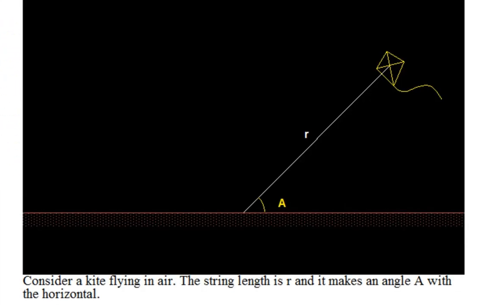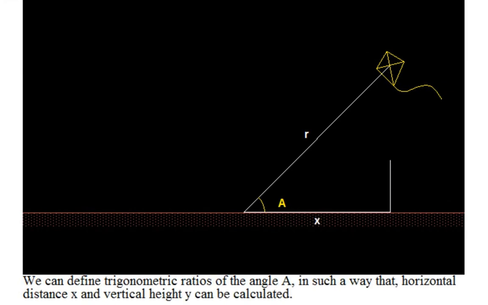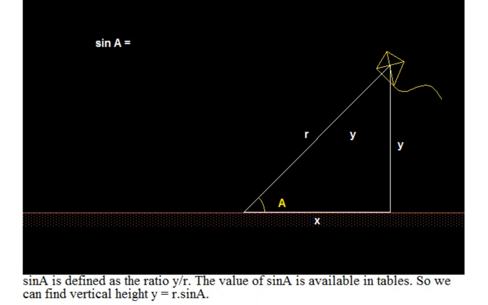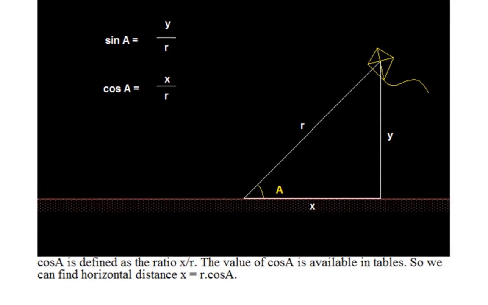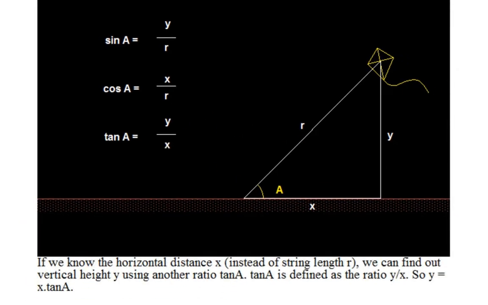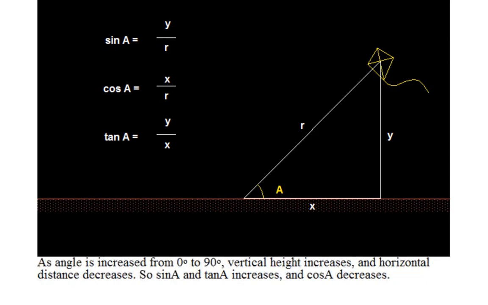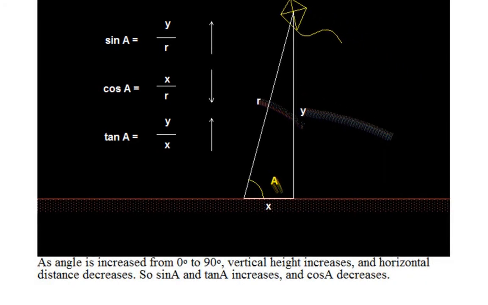Trigonometric ratios of angles help in finding distances. Sin A is y by r, cos A is x by r, tan A is y by x. Sin A and tan A increase with angle and cos A decreases with angle.